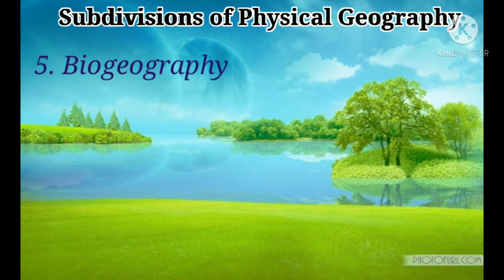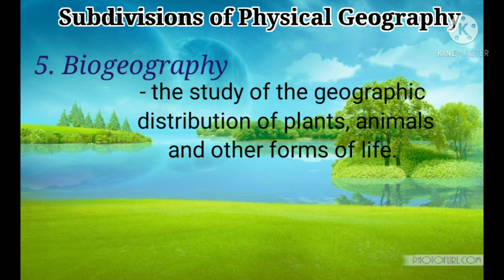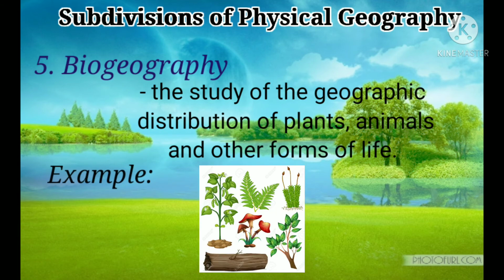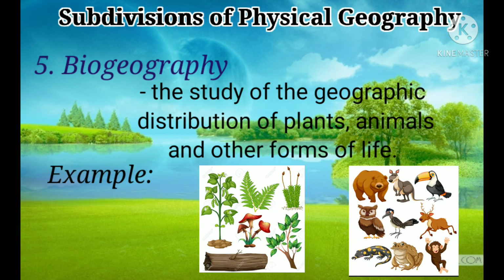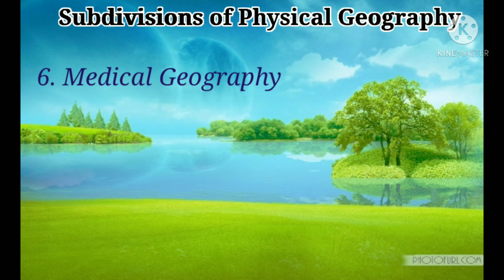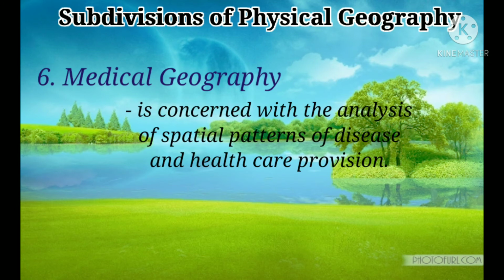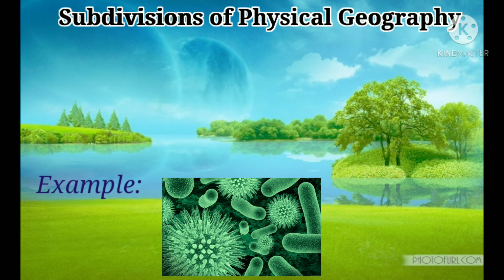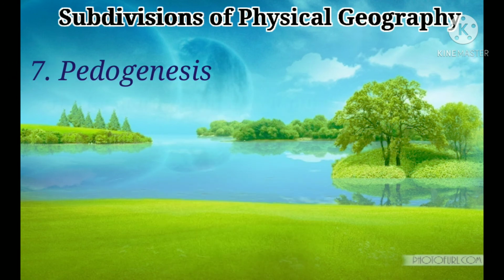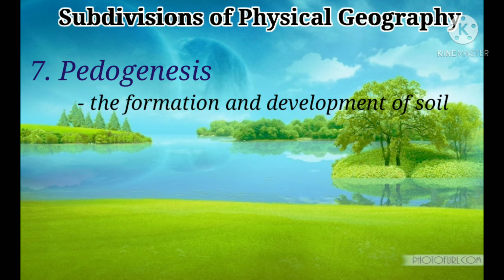Number 5 is biogeography. It is the study of geographic distribution of plants, animals, and other forms of life. For example, plants and animals. Number 6 is medical geography. It is concerned with the analysis of spatial patterns of disease and healthcare provision. For example, of course, the diseases. Number 7 is pedogenesis. It is the formation and development of soil. So here are the examples.